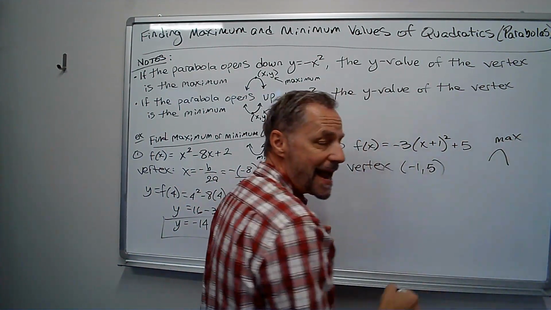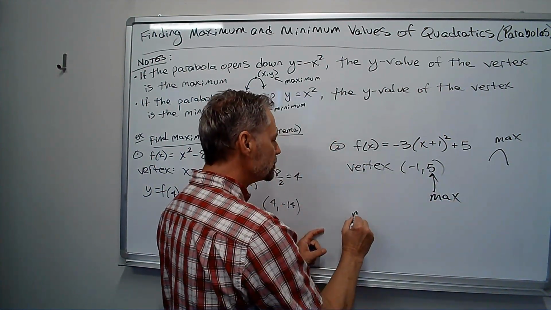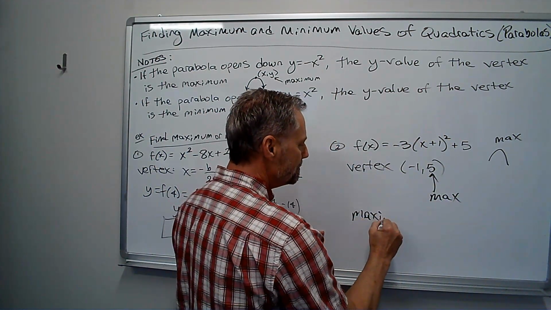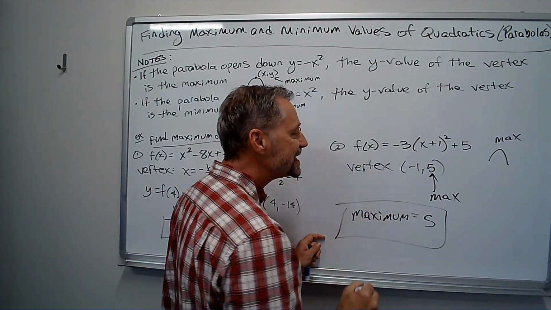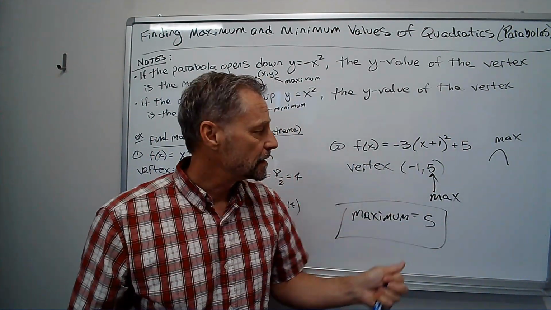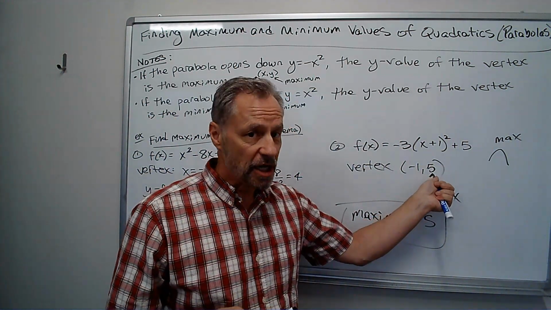I know I have a max. That's the maximum value. So we would just say the maximum equals 5. We don't have to say the x value. The x value is when it happens. But the maximum value or the minimum value, depending on the parabola, is just the y value.